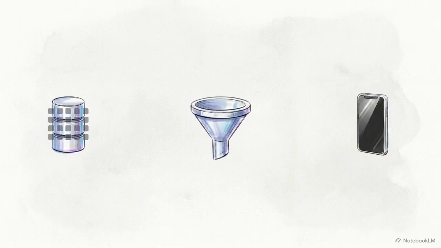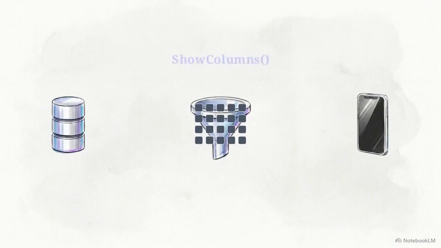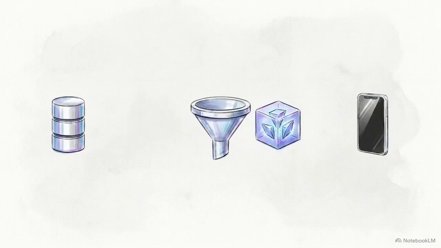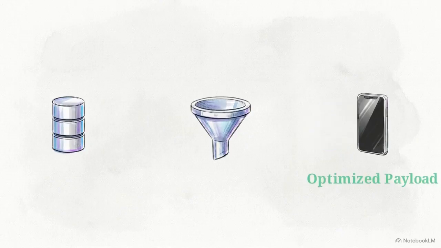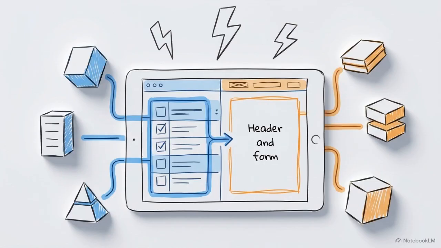By stripping out the heavy payload right at the source, you solve the most common root cause of slow load times before the user even clicks a button. Let's build the detail view.